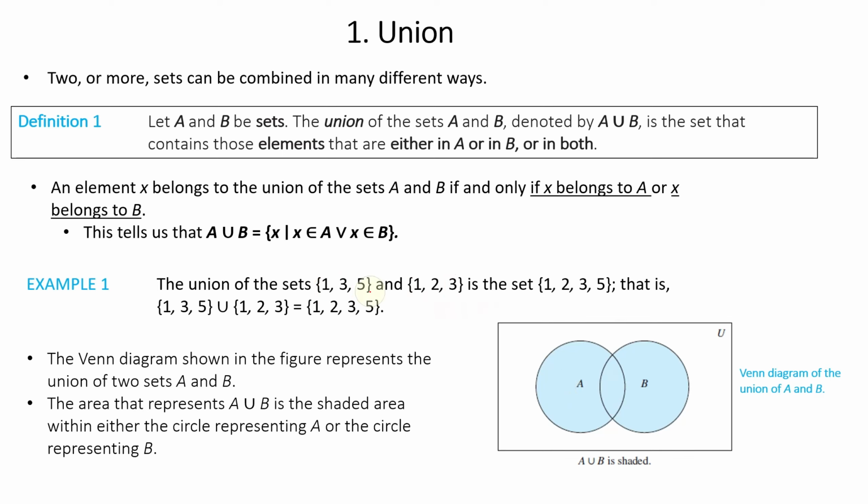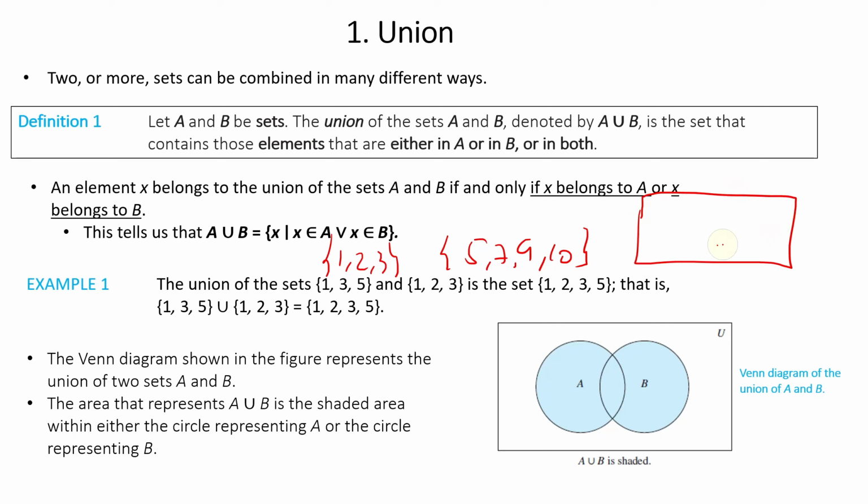Sometimes this can be the result, and sometimes I can have, for example, a set A of 1, 2, 3, and then B is going to be 5, 7, 9, and 10. So they have nothing in common. If I have to represent them, this is the universal set with all the possibilities. This is A, this is B, and each one has these three numbers. This one has 4 numbers, and that's how it's going to be represented.